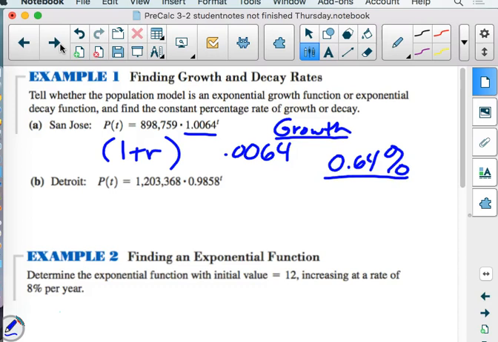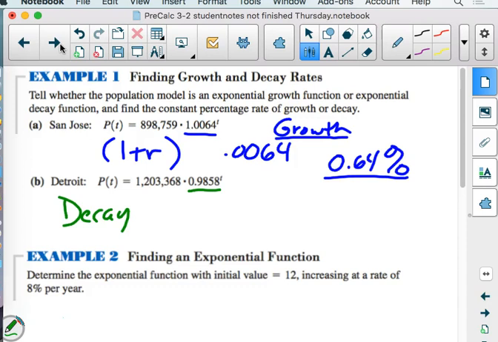And there it is. I did a lot of yakking through that one because I want you to get every little piece of this. But I think Detroit can go a little faster here. Which one is our base in Detroit? Yeah, 0.9858. So is this growth or is this decay? This is decay. That's less than 1. So they had something in there they subtracted from 1. So for Detroit, we know we have decay, and we want to figure out what they subtracted.